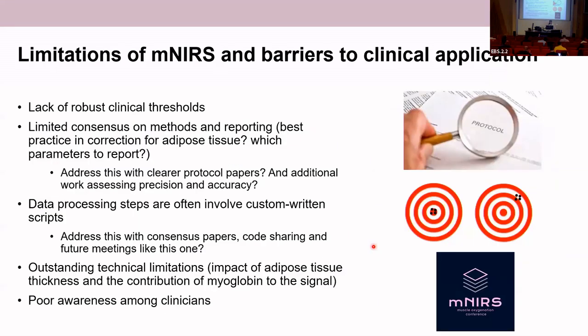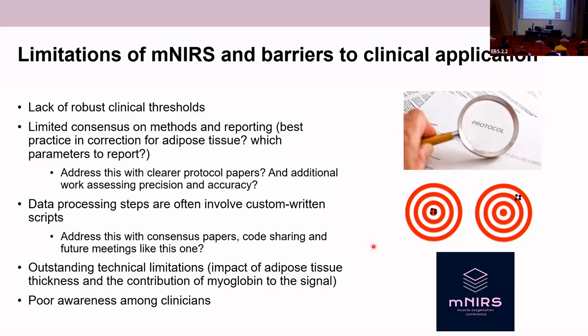So a few limitations and barriers to clinical application. There's definitely a lack of robust clinical thresholds. And there's limited consensus on the methods that we use, like the standard procedures that we use, and also on reporting. So what's, first of all, the best practice for correction for adipose tissue? And then which parameters do we report? You saw earlier on a slide with a whole range of different parameters that we can report from reactive hyperemia, but which ones? And I think that really needs to be clear. It can cause a lot of confusion within patients and also within clinicians.